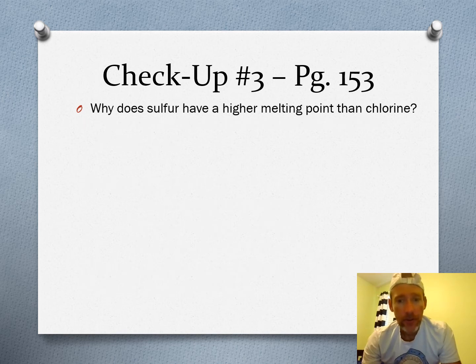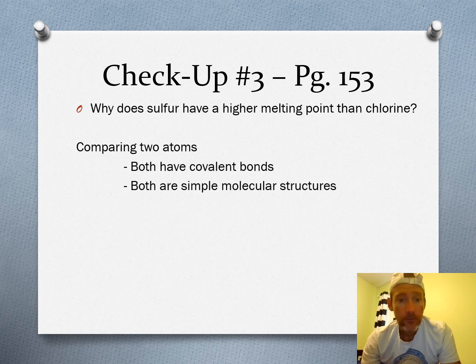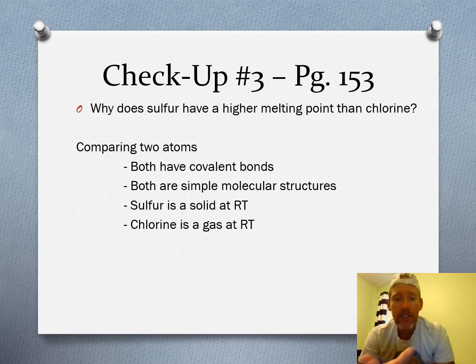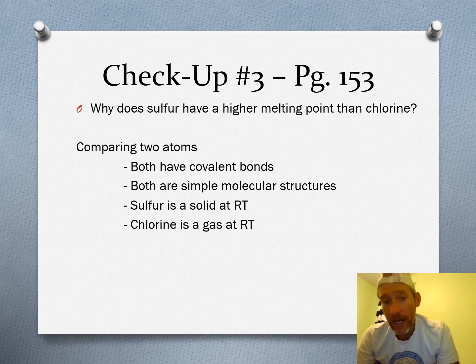Why does sulfur have a higher melting point than chlorine? Kind of the same reason. Both are covalent. Oh, sorry, sulfur, not silicon. Sulfur. They both have simple molecular structures. Okay, so this is where it gets difficult. Sulfur is solid at room temperature, where chlorine is a gas at room temperature. So this goes back to chapter 4. So you can see why we add this at the end of chapter 4. So both are covalent, both are simple structures. Why is sulfur a solid and why is chlorine a gas, basically?